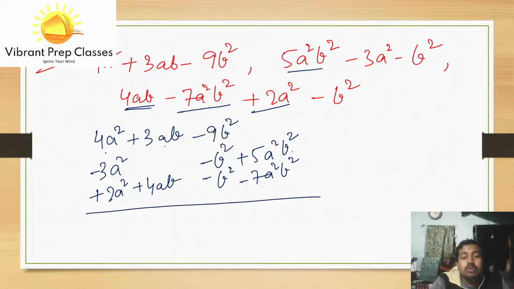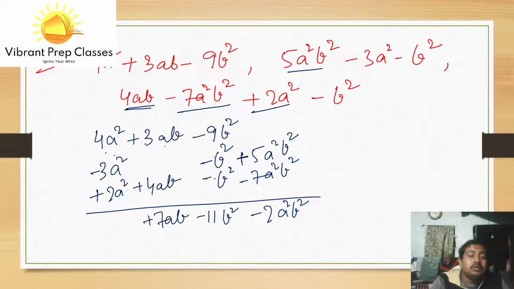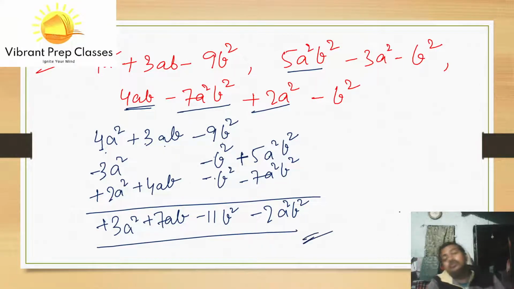So at the end what do we get? Plus 5 minus 7 will be minus 2a square b square, minus 9 minus 1 and minus 1, so will be minus 11b square, plus 3 and plus 4 will become plus 7ab. 4 minus 3 is 1, 1 and 2 is 3a square. So that is your answer.